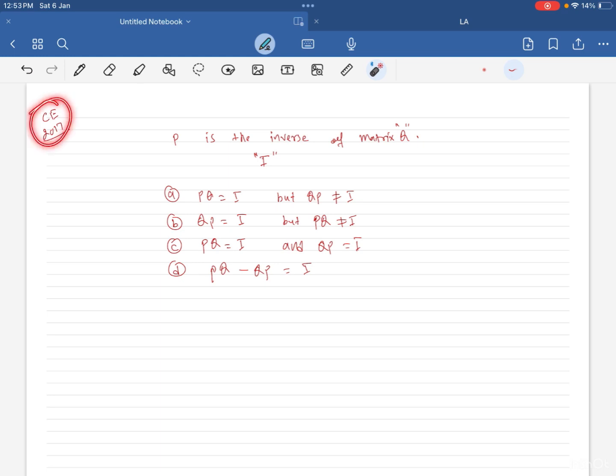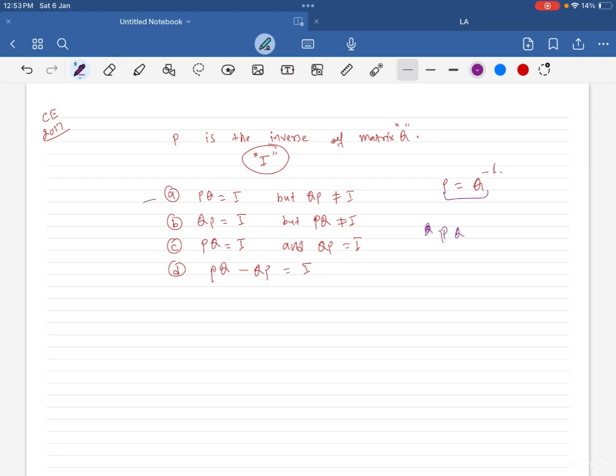So this question is from CE Civil Engineering, and the year is 2017. We have been given that matrix P is the inverse of matrix Q. So we can write P is equal to the inverse of matrix Q, right? So we will have to check, and in the question it is given that I denotes the identity matrix. So we will have to check which of the options is correct, right? So with this relation we know that, so P, so let's check this first one.